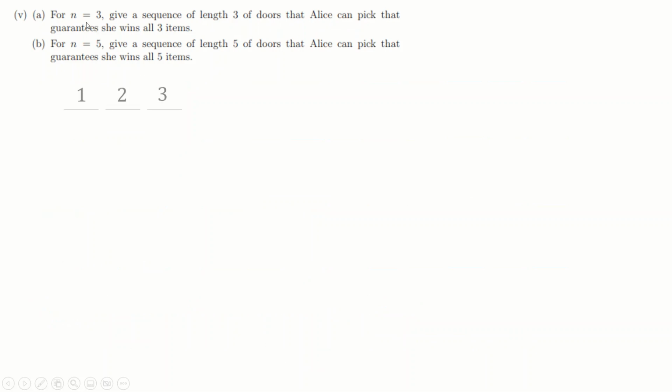For n equals 3, so this is going to be a nice one because it's very small. Can we guarantee all 3 items? Of course we can. We can pick door number 1. He has to swap 1 and 2 over, so pick door number 1 again to get item 2. 3 has been left alone this whole time. After the swap back again, pick door number 3.